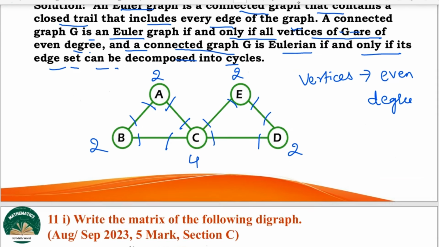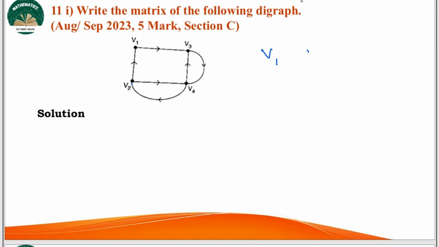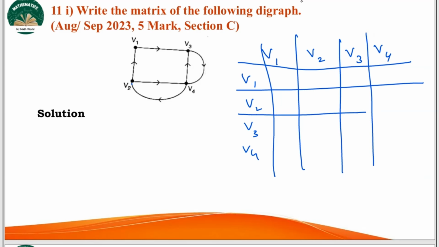Then moving on with the next question, we have: write the matrix of the following graph. So we have to write the matrix. They've given vertices V1, V2, V3, V4. Now you have to check if the edge is going out from that point. If the edge is going out from that point, the out-degree, if it is there, it is 1. If the edge is coming into that point, it has no value. We only have to check if the edge is going out from that point to the other vertex.